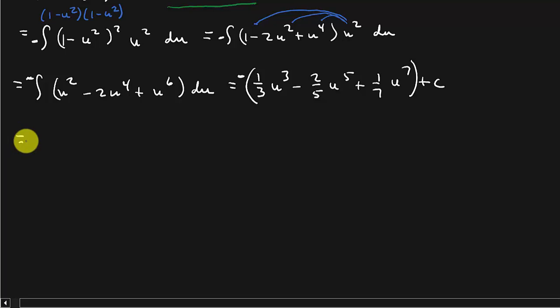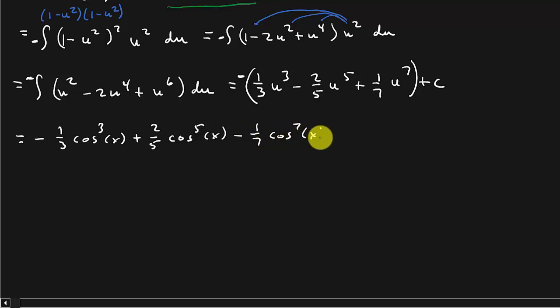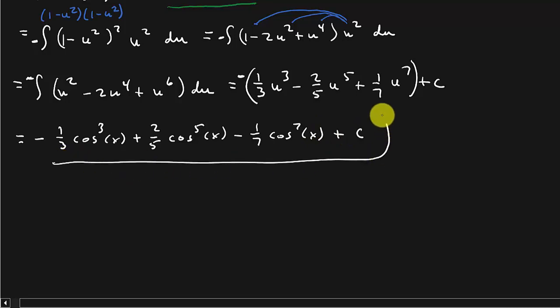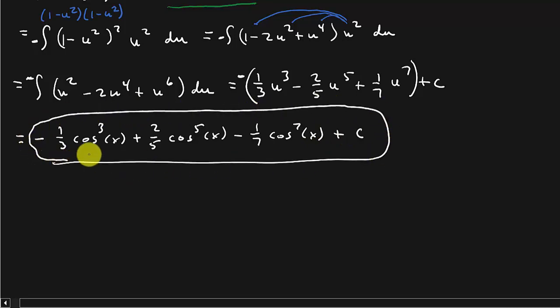All right, so this is going to give us negative 1/3 cosine cubed x plus 2/5 cosine to the 5th x. I'm plugging cosine back in for u and distributing the negative at the same time. Minus 1/7 cosine to the 7th x plus c. And there's your answer.